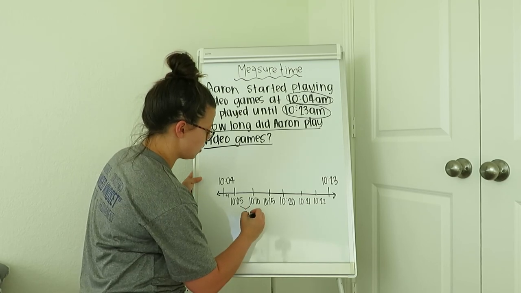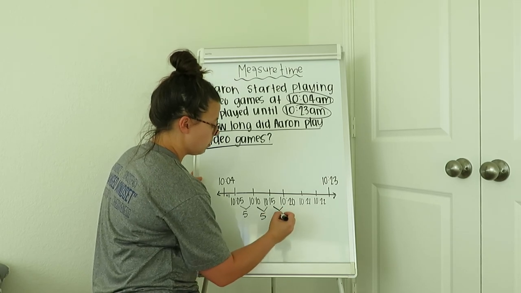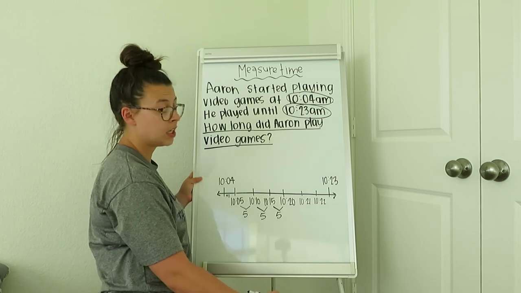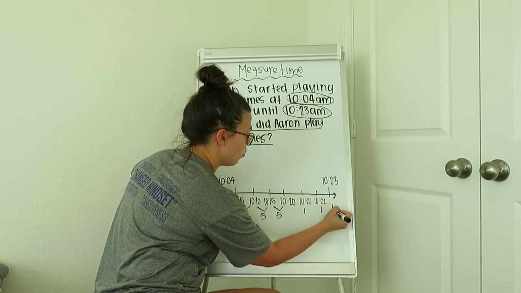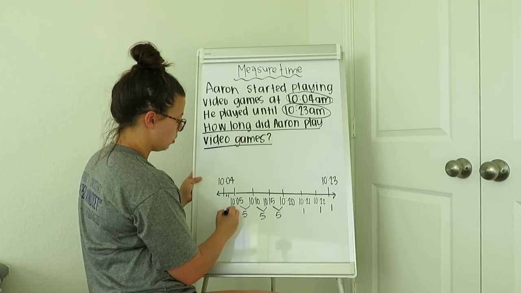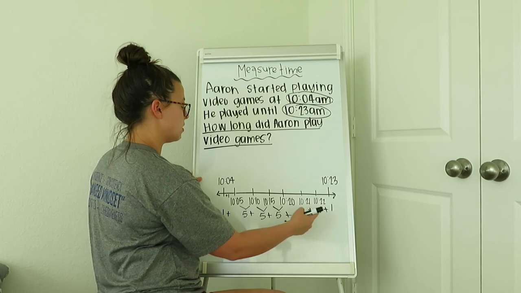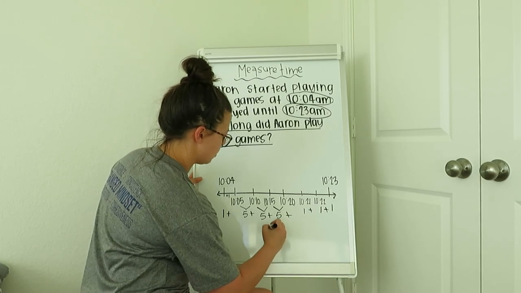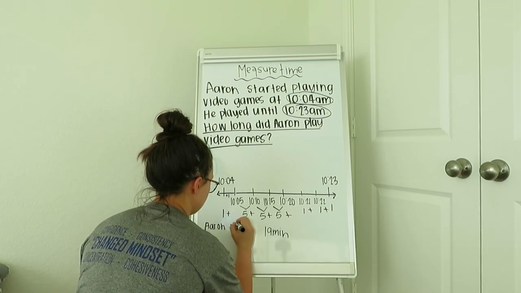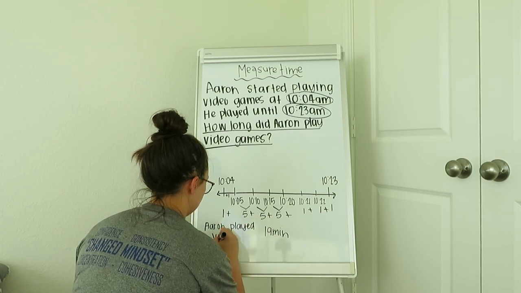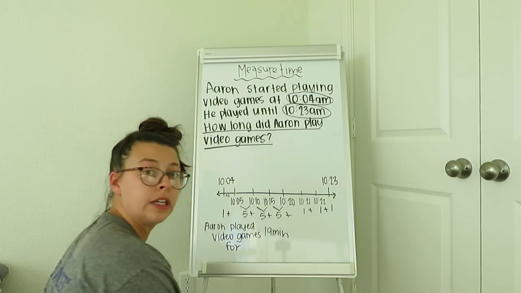So we have 5 to 10 is 5 minutes. 10 to 15, 5 minutes. 15 to 20, 5 minutes. 20 to 21. So this is when we'll just start tacking on the 1 minute. So we have 1 minute, 1 minute, 1 minute. And we also have 1 minute over here. So now we just need to add them all. So we have 5, 10, 15, 16, 17, 18, 19 minutes. So Aaron played video games for 19 minutes.